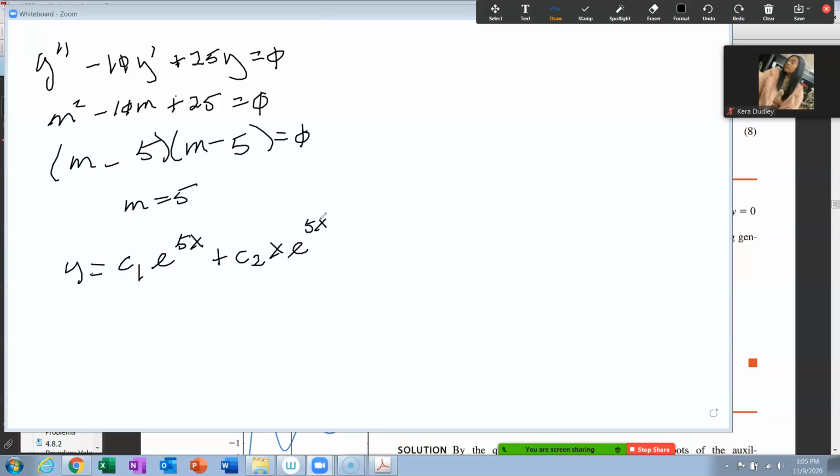And there, sure enough, is the solution, and you'll see that in the book. y is equal to c1 e to the 5x plus c2 x e to the 5x. Sorry, I'm reading it, can't even say it right.